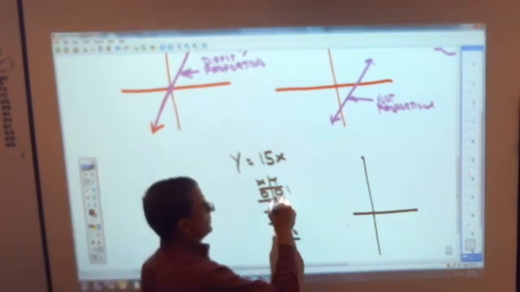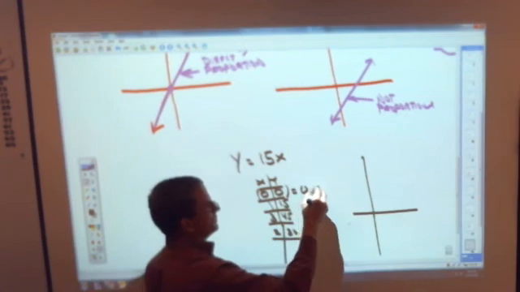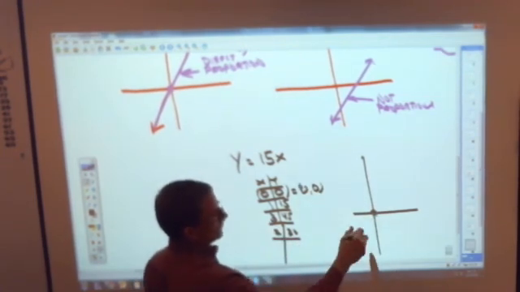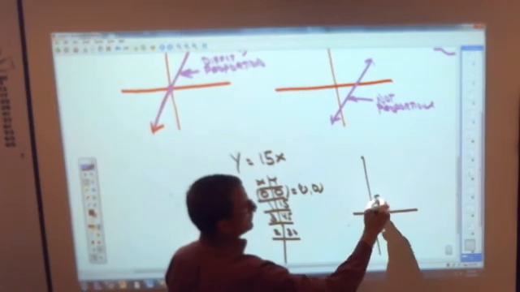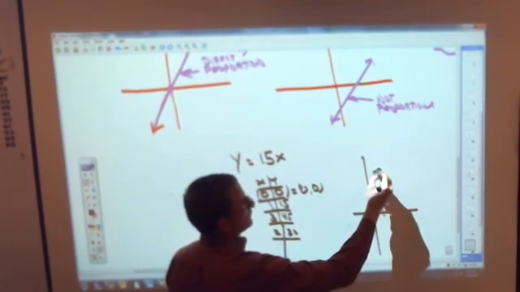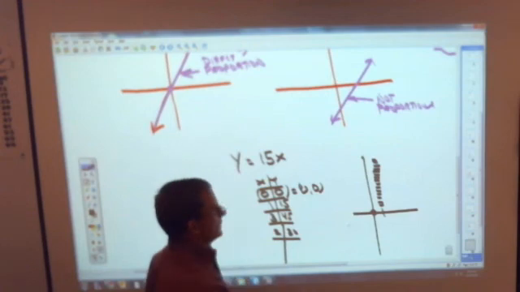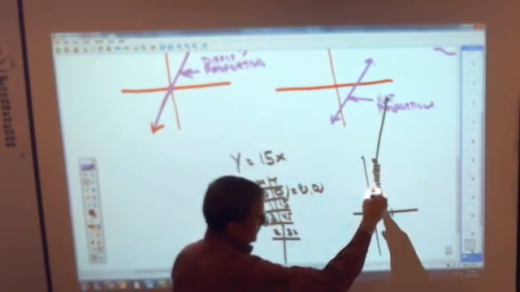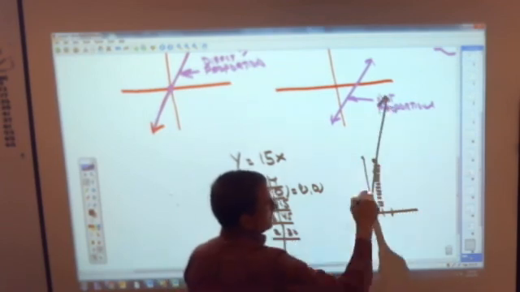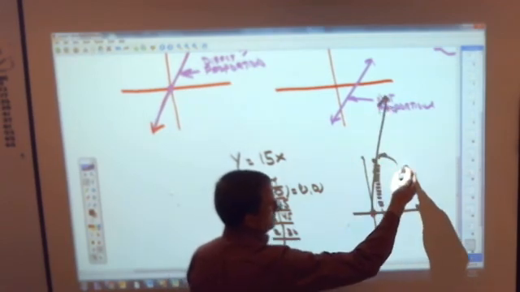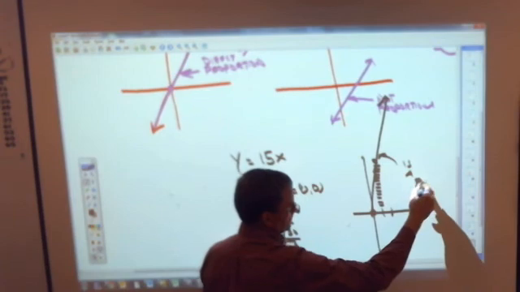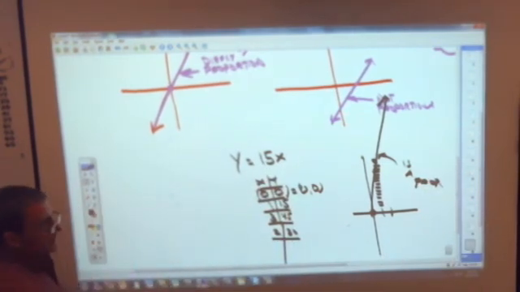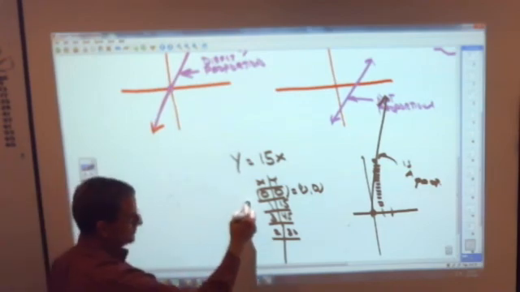Now, it definitely goes through the origin because this is 0, 0. And 1, 15, 1, 2, 3, 4, 5, 6, 7, 8, 9, 10, 11, 12, 13, 14, 15, and 2, 30, right up here, it definitely is a straight line. So this is a proportion. Just remember those two things. Straight line through the origin.